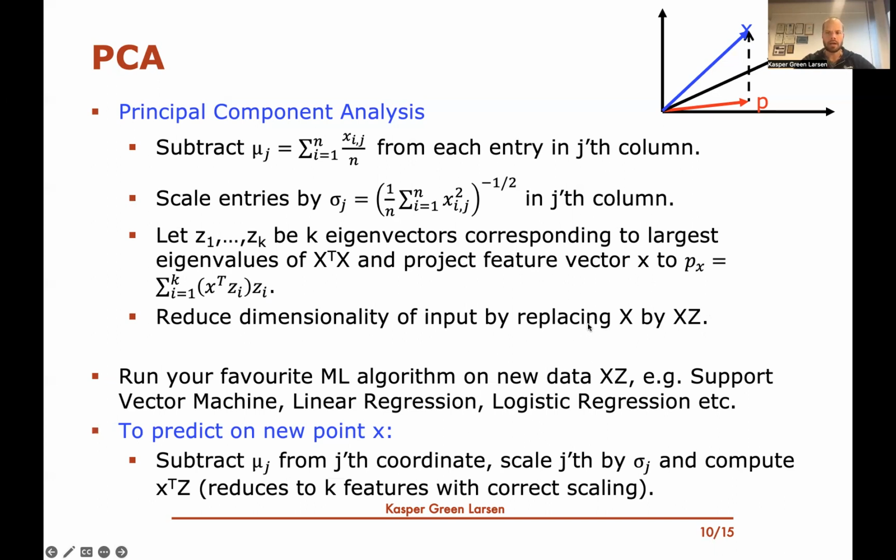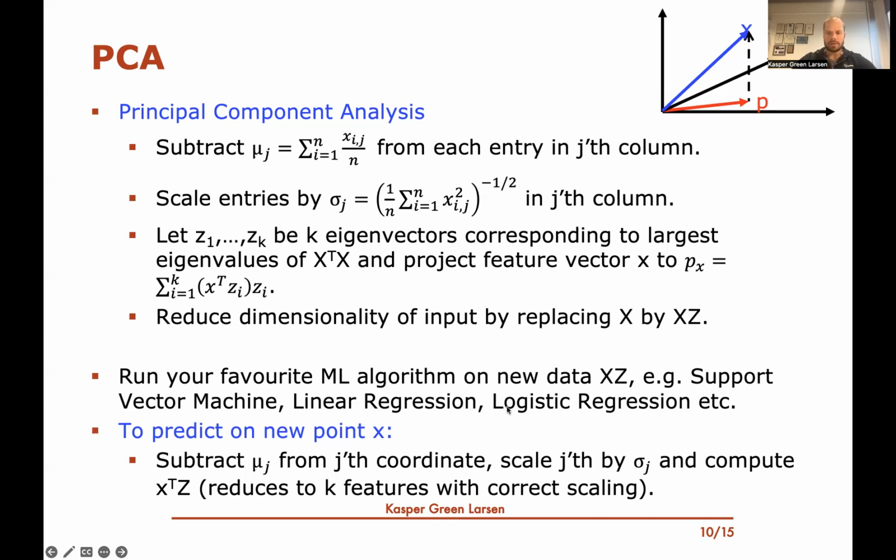Now that you have reduced the dimensionality of your input, you have a new data matrix that is n by k. And then you can plug this into all the machine learning algorithms that we've already seen previously in the course: support vector machines, maybe linear regression, logistic regression, and so on. You can use any of them with a new data matrix that only has k features and not d features.